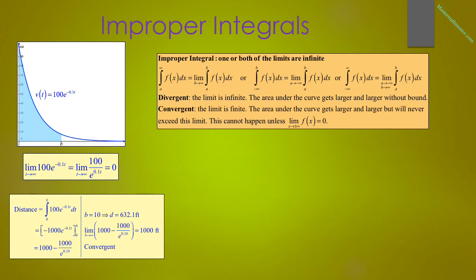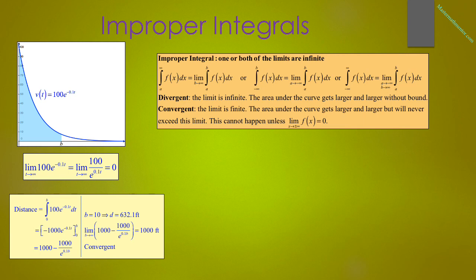We can integrate this expression, getting negative 1000 e to the negative 0.1 t, evaluated from 0 to b. And this turns out to be 1000 minus 1000 over e to the 0.1 b. So plugging in when b is equal to 10 seconds, the distance is 632.1 feet.